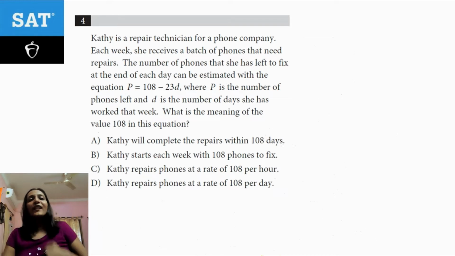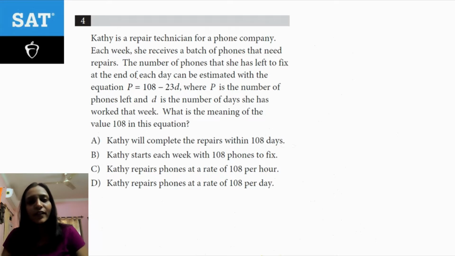Next question: Kathy is a repair technician for a phone company. Each week she receives a batch of phones that need repairs. The number of phones that she has left to fix at the end of each day is estimated with this equation: P is equal to 108 minus 23D. You can skim a question, as a lot of text can be skipped, where P is the number of phones left and D is the number of days she has worked. Then what is the meaning of the value 108?